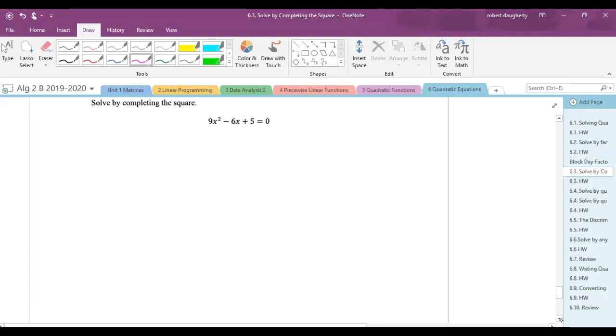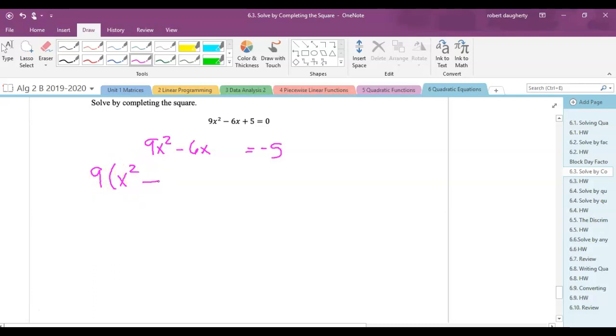Okay, so this one, it has a number other than 1 in front of the x squared. What's the first step? Yeah, so take that 5 to the other side. Now, what has to be factored out? No, a 9. A 9 has to be factored out, okay? Because that's what's in front of the x squared. So I have to write this as 9 times x squared.